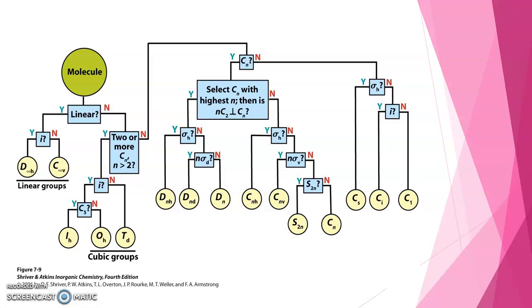Then the last one: the molecule does not have any symmetry element except identity. Identity is the default symmetry element, so all molecules have the symmetry element identity. So if the molecule has only the identity element, then the point group of the molecule is C1.